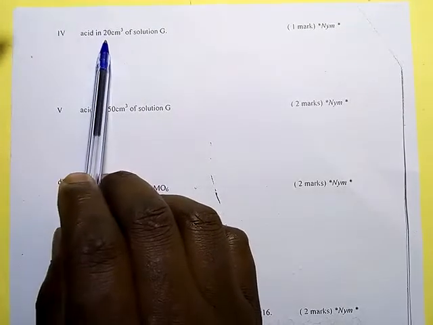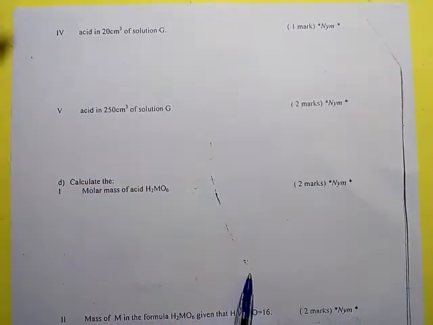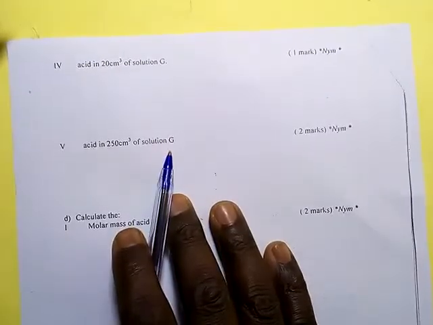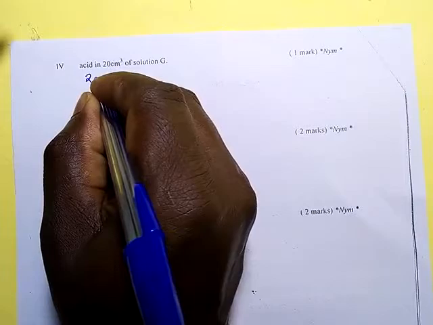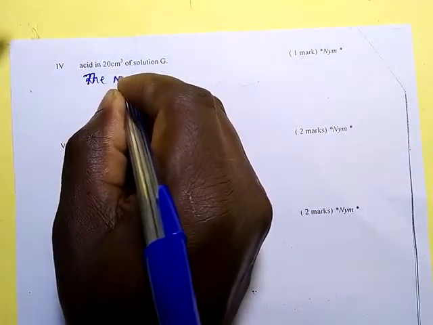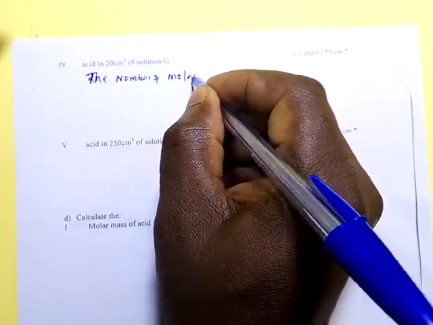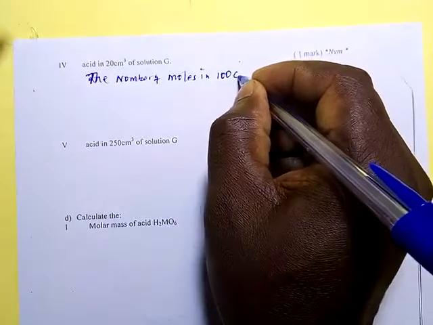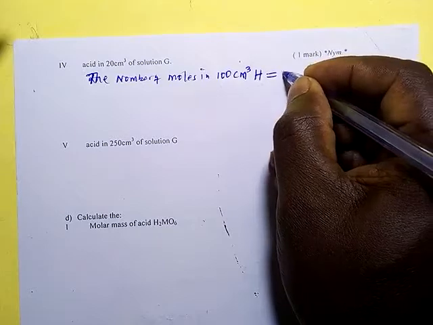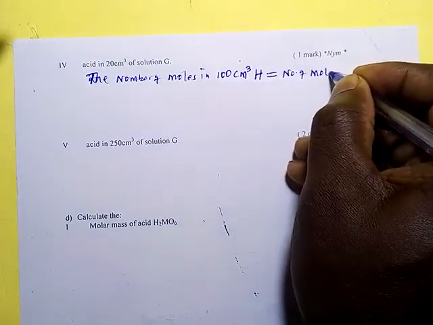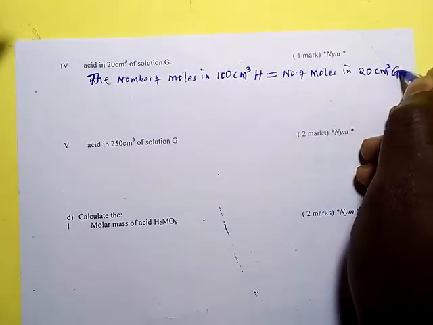Determine the number of moles in 20 centimeters cube of solution G. I want you to understand this, although I have explained it earlier. The number of moles in 100 centimeters cube of solution H will be equal to the number of moles in 20 centimeters cube of solution G.